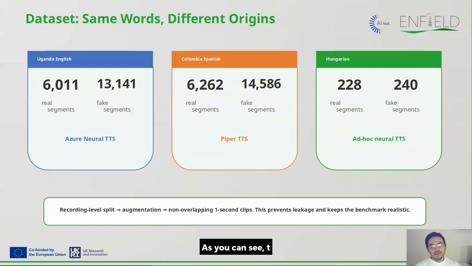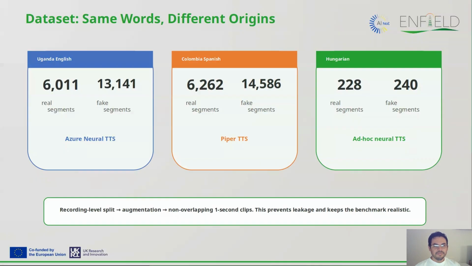As you can see, the most difficult part of this data collection was trying to collect the same amount of data from the three selected languages. Hungarian was a little challenging, so we decided to flag Hungarian as an underrepresented language for this study.